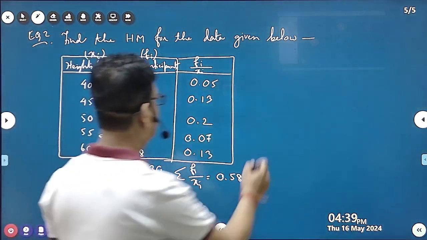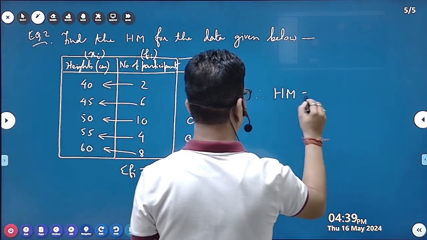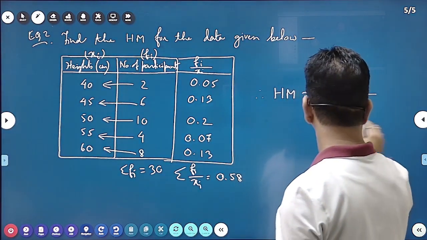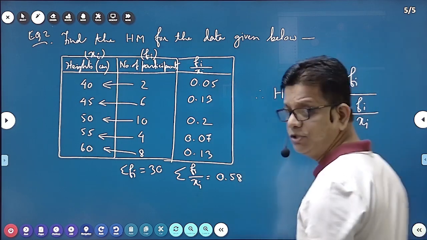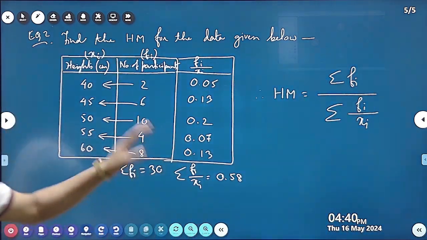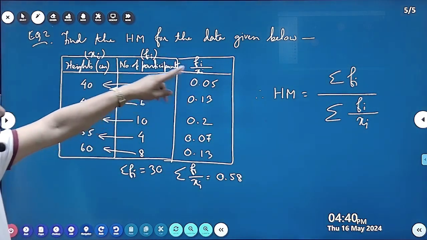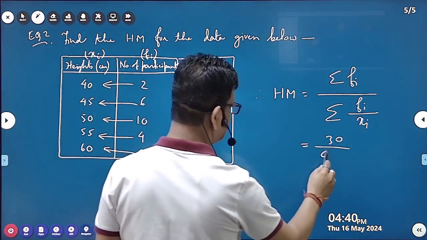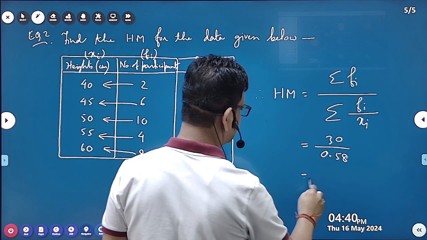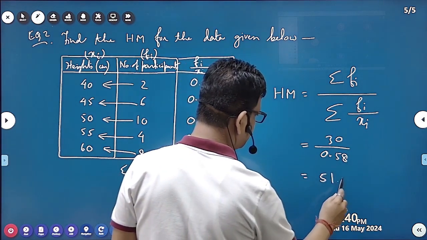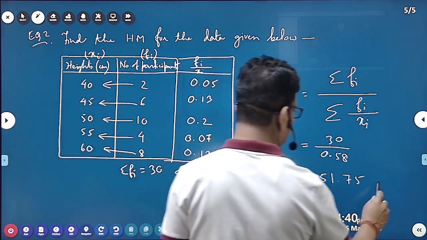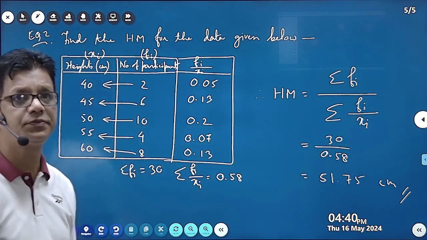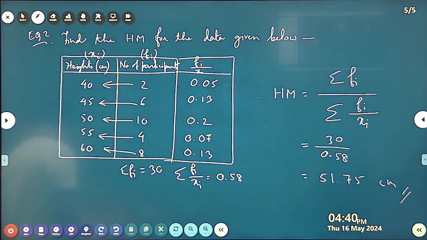Now just go by the formula. Therefore, the harmonic mean is equal to summation of fi. You should know the formula. Then divided by summation of fi by xi. Actually, it is easy to remember also, because xi will be in the denominator. So fi is always the total, right? So this is 30 by the summation, which is 0.58. Calculate it, you will get the required answer, 51.7, and the unit must be written, so centimeter. Clear? Is it okay, those who are online? Yes, sir. All right.